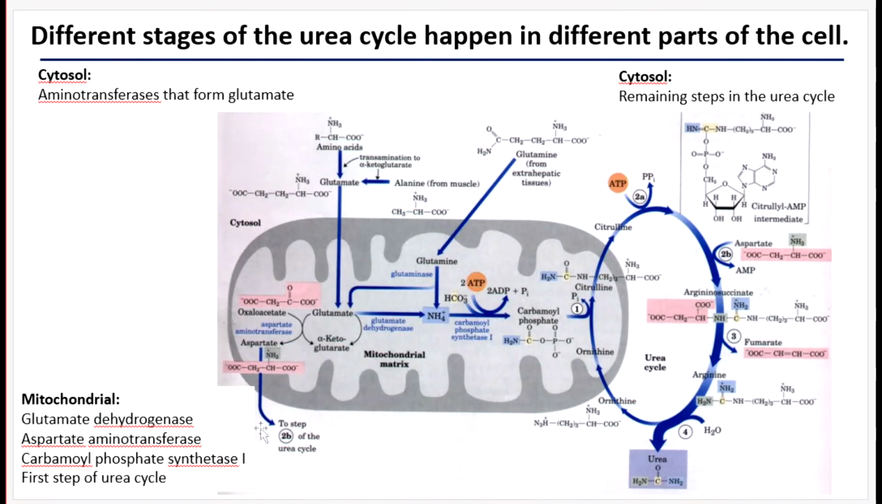If aspartate is created, that's exported back into the cytosol where it joins up with urea cycle enzymes here. The only part of the urea cycle that happens in the mitochondria is step 1. So this is the only step of the urea cycle that occurs within the mitochondria. This, by the way, is the committed step of the urea cycle, the carbamoyl phosphate step.